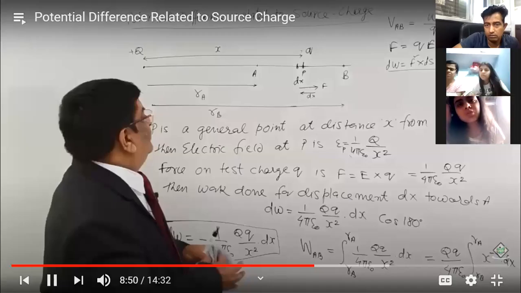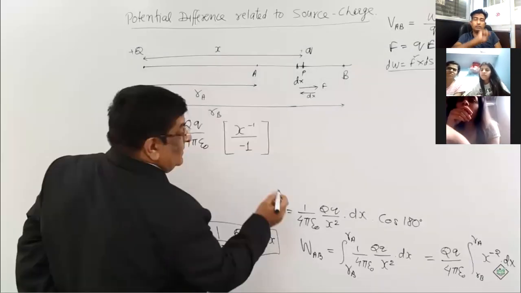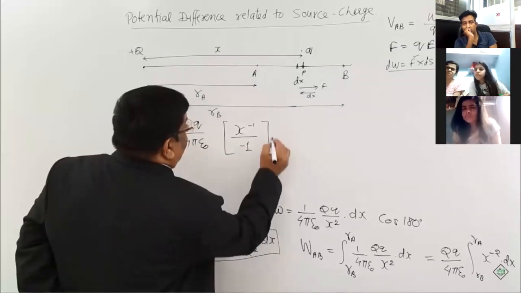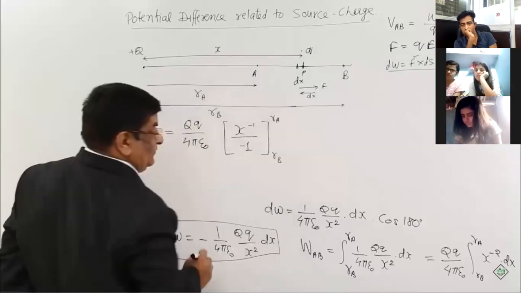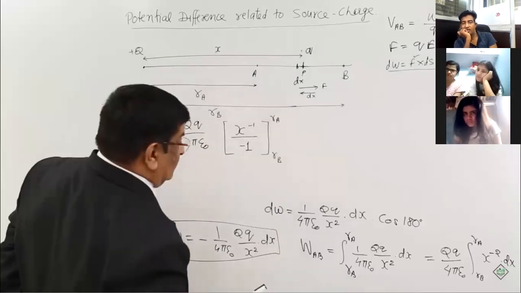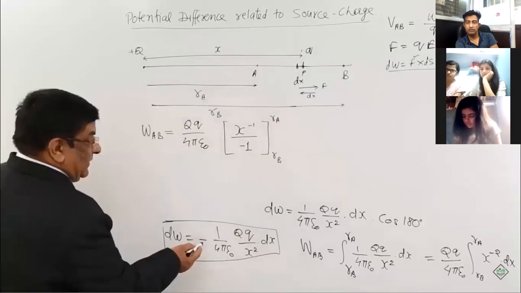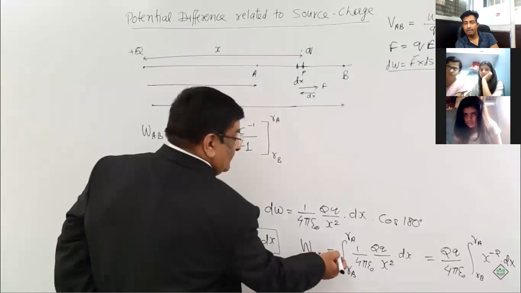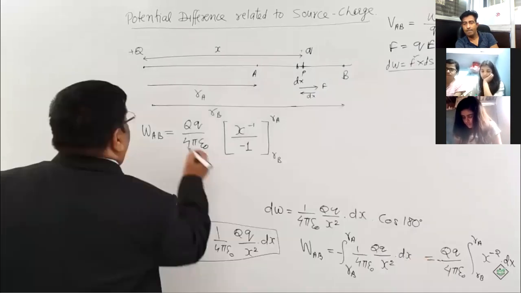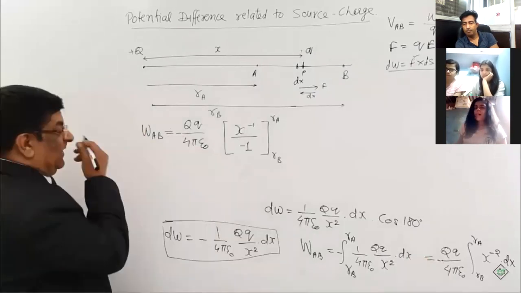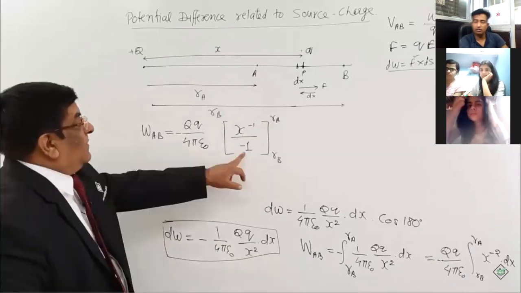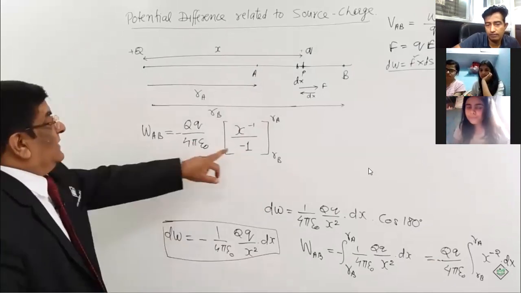That is x to the power minus 1 upon minus 1, and this has limit RB to RA. And is there any sign negative? Yes, negative, negative, negative, negative. Now, this minus 1 we take out, and this minus and this minus will become plus.